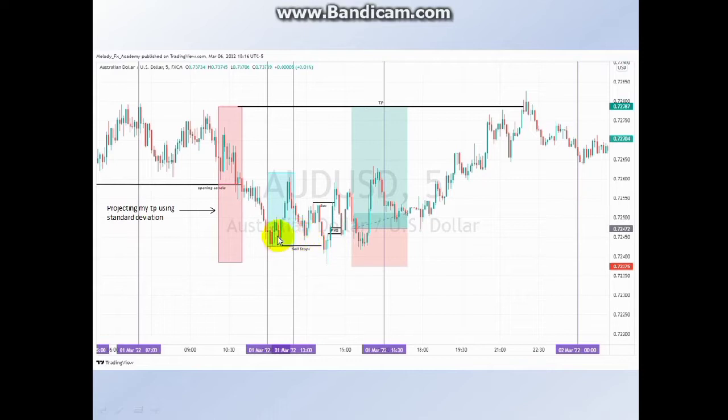So now we have this high probability entry based on the fact that, one, we are currently below the opening candle of the day, and we know that our directional bias is bullish, so we are looking for a buy entry, we are looking to go long. So price trades below the opening candle for the day, and we are outside the New York rush hour.